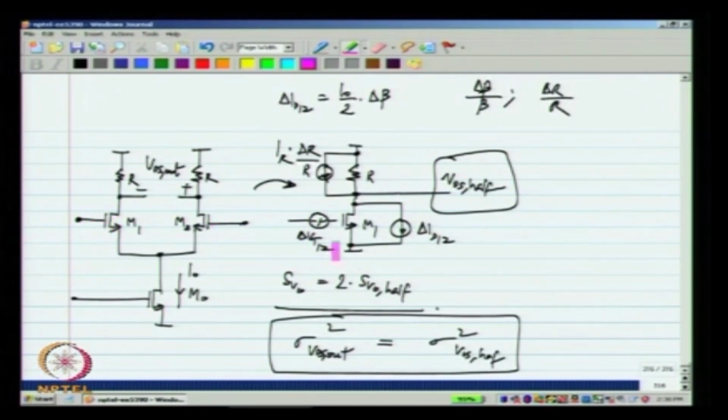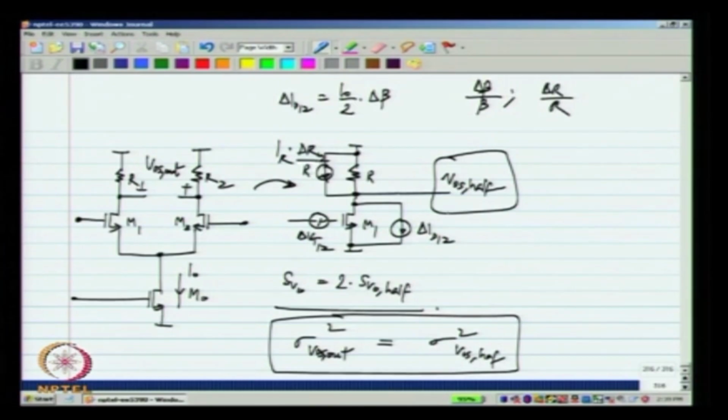It is assumed that this delta VD12 represents the mismatch between M1 and M2. Similarly, delta ID12 represents the mismatch between current factors of M1 and M2. Similarly, this delta R is not just the error in the value of R compared to the nominal value, but the mismatch between, if I label these R1 and R2, R12.